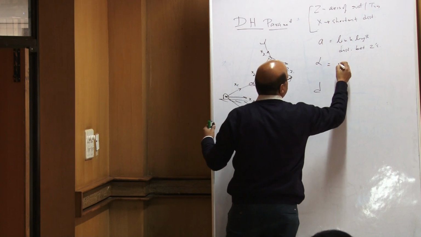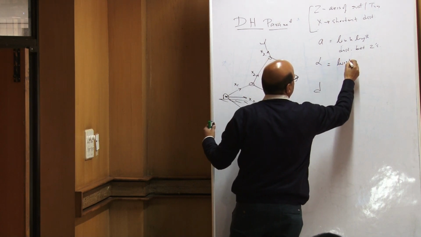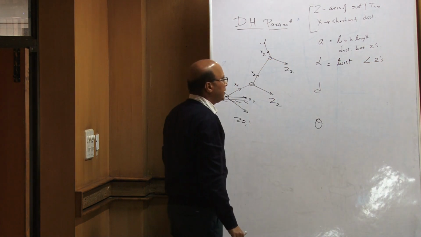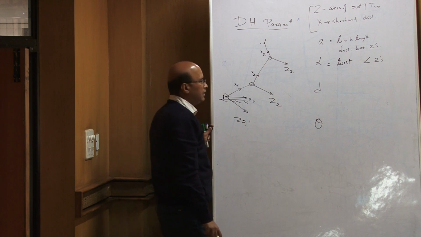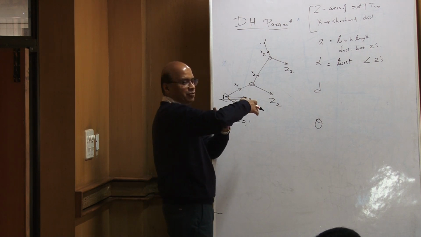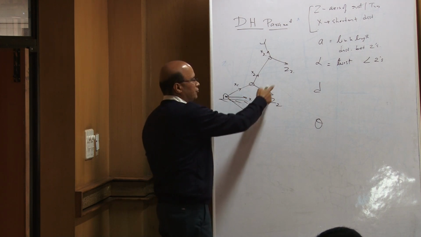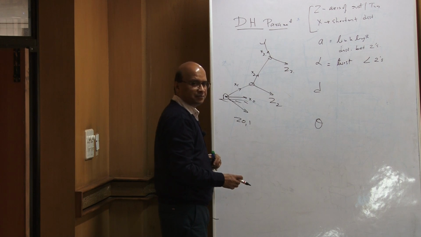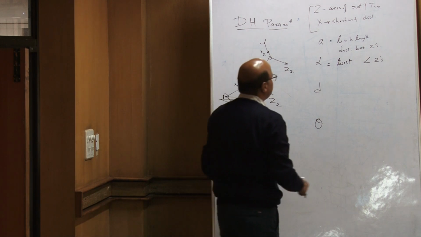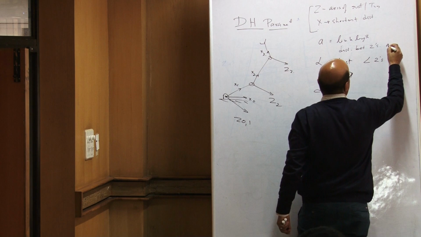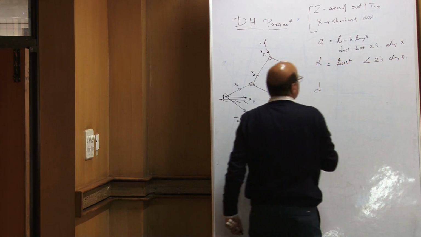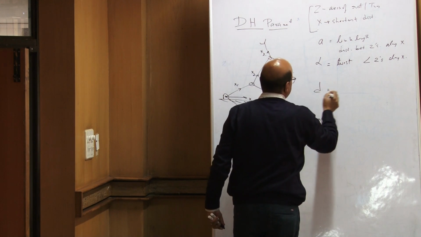Alpha is called the link twist. It is the angle between z's. If the z's are not parallel, then there is an angle between them. In this case, they are parallel, so it is 0. About x. Okay. So this is the distance between z's along x. So A and alpha are defined along x.